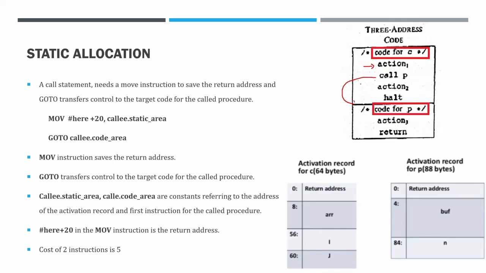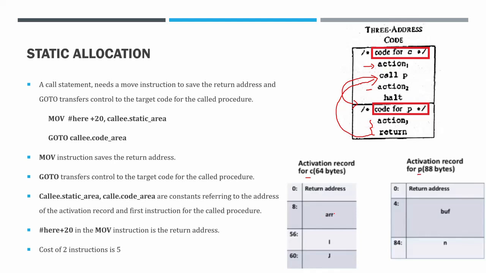So after this it will be coming to this call, and all these things will be executed, and again it moves back to this statement from where the function P is being called. After that it will be executing action 2 and then halt. So this is how your activation record will be for the function C and for the function P.